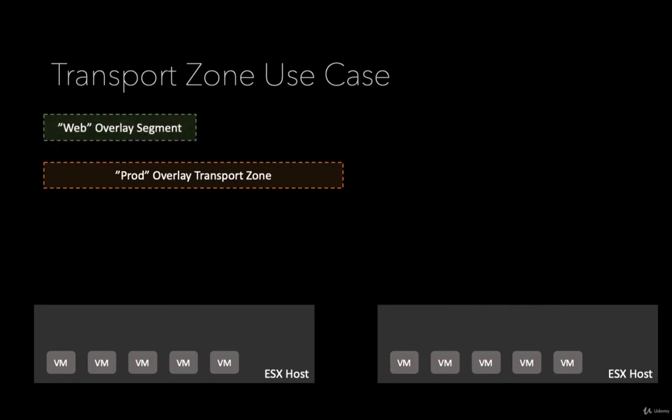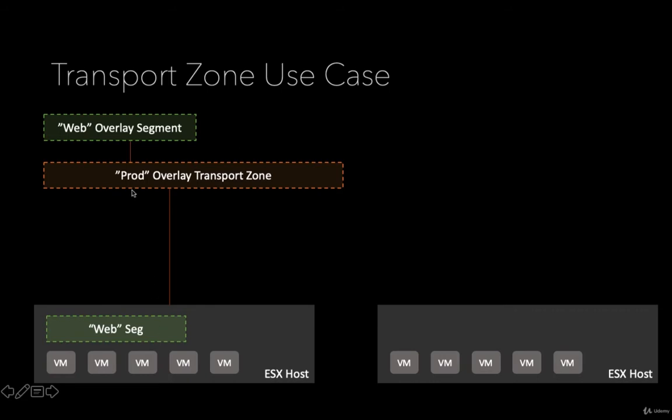So we're going to now create a segment. We'll create a web overlay segment. This is a network where we have an IP address and the whole nine yards. Now we tie that to a transport zone. At this point, we haven't really done much. Now, once we connect that transport zone, just like I did here, to a host, or once we add that transport zone to the host, here's where the magic happens. Now that web segment is available to that host.